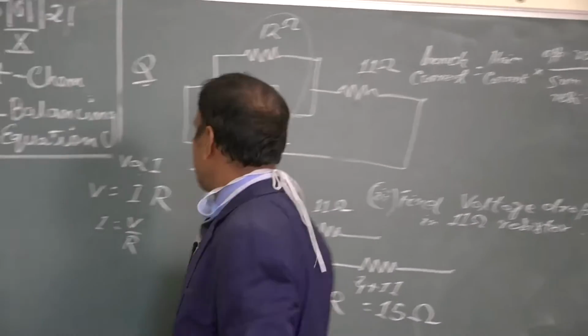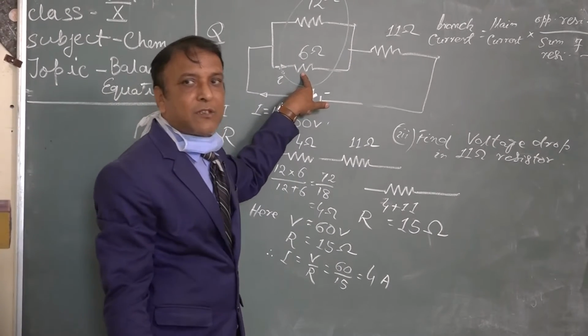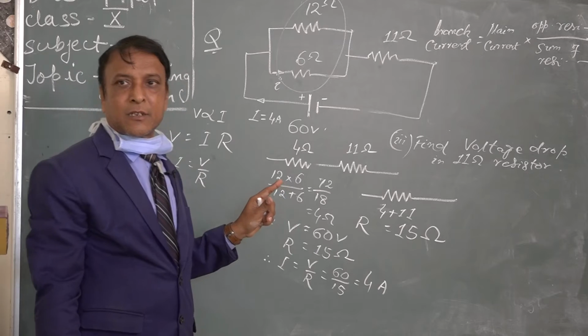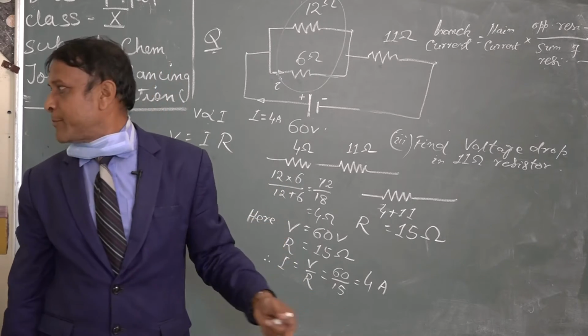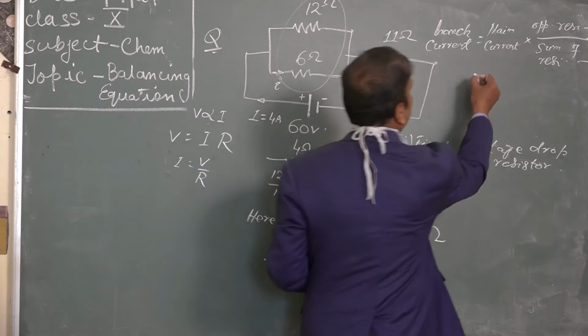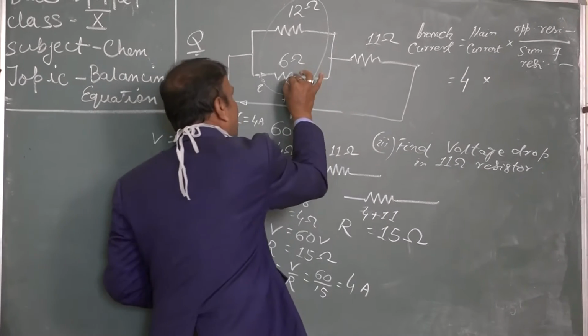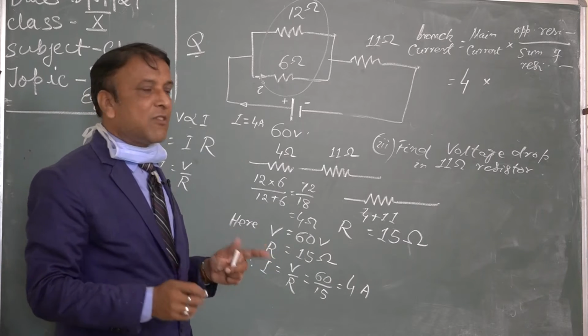Yes, this value I had given you. So we want to find the current in the 6 ohm resistor. What is the main current? We got the main current here: 4 ampere. So the main current is 4 ampere into the opposite resistance, which is 12 ohm. That value you will take.